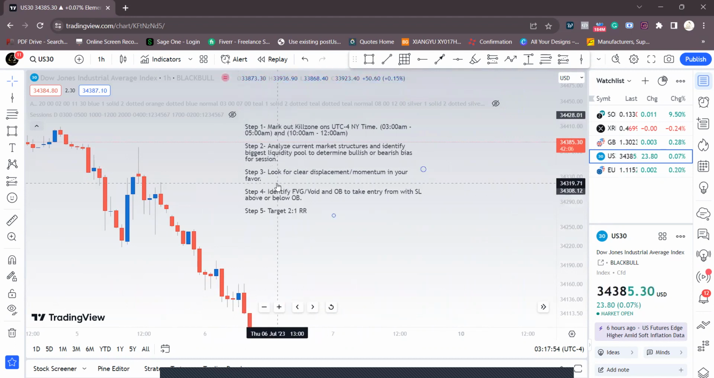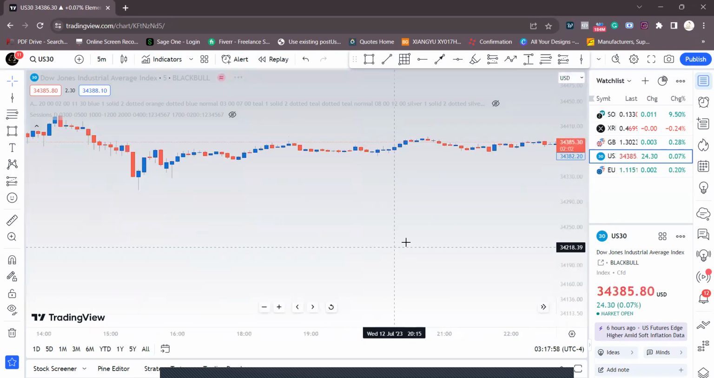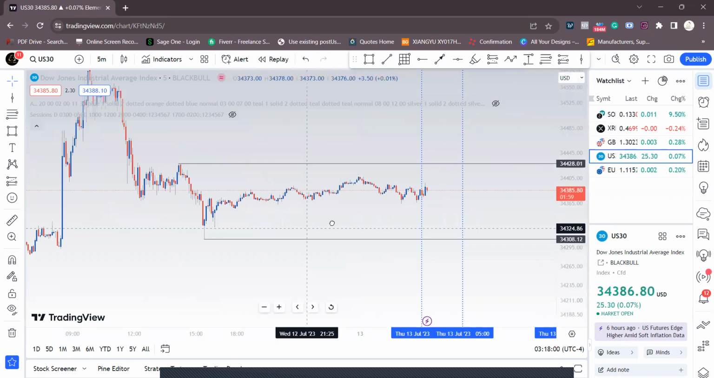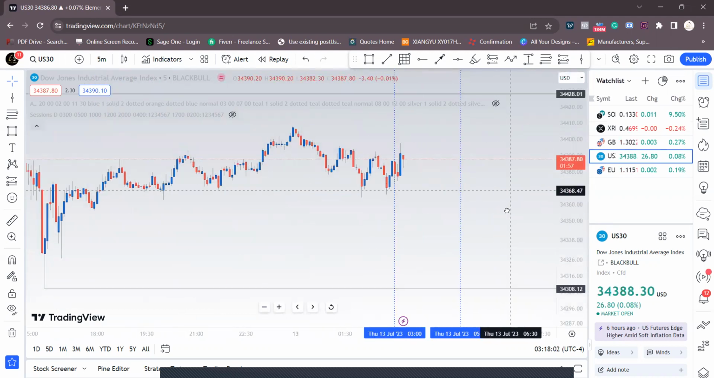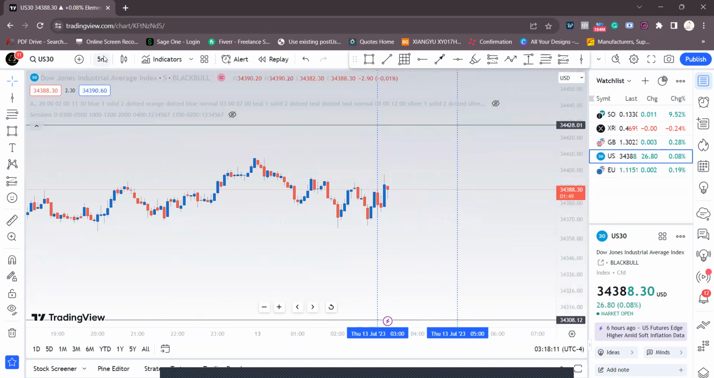Then step 3 would be to look for a clear displacement in your favor. So let's say I'm looking for buys now. So I want to see a clear displacement. Now, displacement is just a fancy word for a break of structure or a clear momentum candle, or actually 2 clear momentum candles. Keep in mind, we are trading the 5-minute. Okay, so we're not going to go lower or higher than the 5-minute with the strategy.